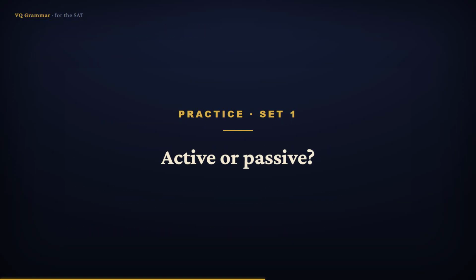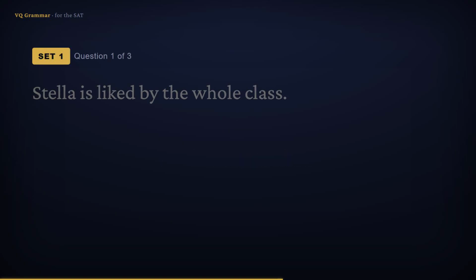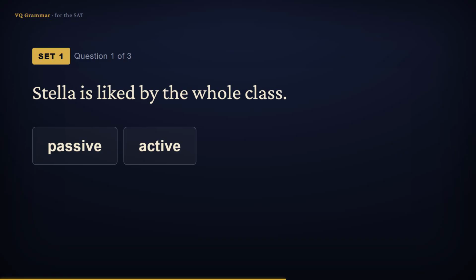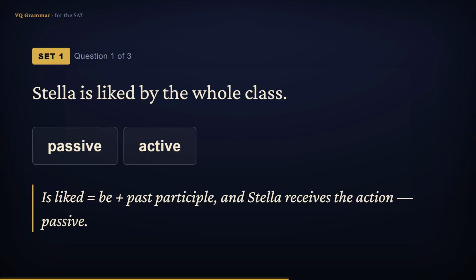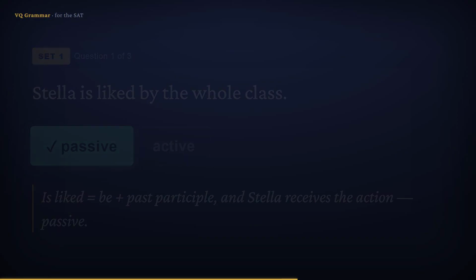Let's practice. For each sentence, decide whether the main verb is active or passive. Ask, is the subject doing the action or receiving it? Pause and try each. Stella is liked by the whole class. Is liked is be plus a past participle, and Stella received the liking, so it's passive.